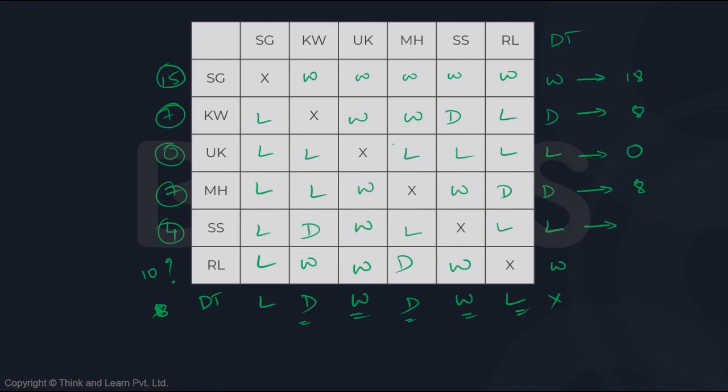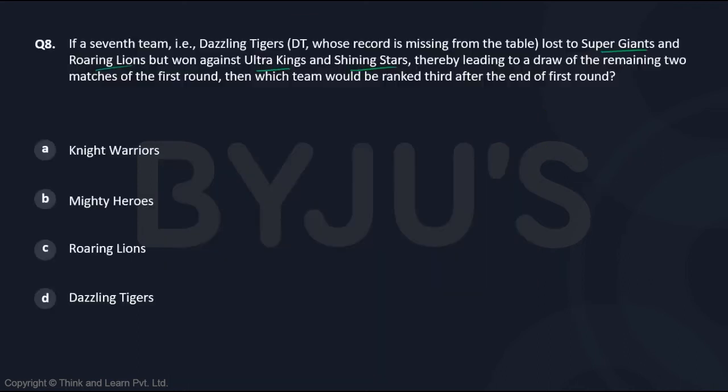This team here becomes total of 4. The team here becomes 10 plus 3, 13. And the team here becomes a total of, once again, 8. So we have 3 8s. Now what is the question? Which team would be ranked third after the end of the first round?